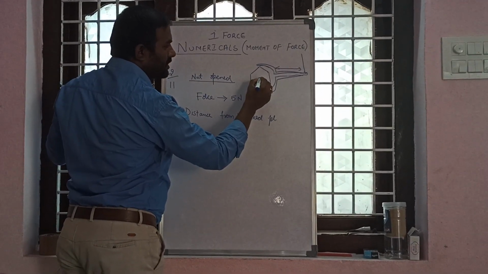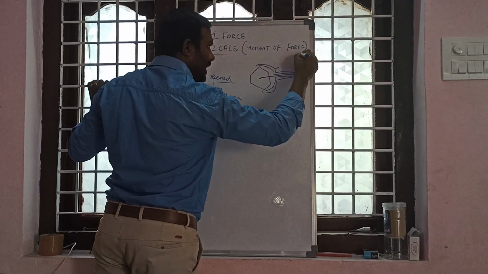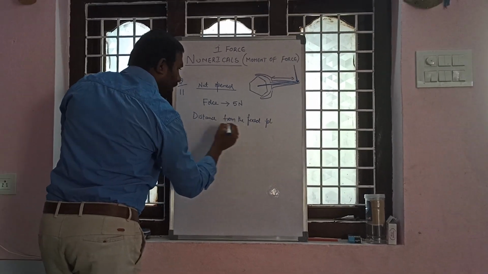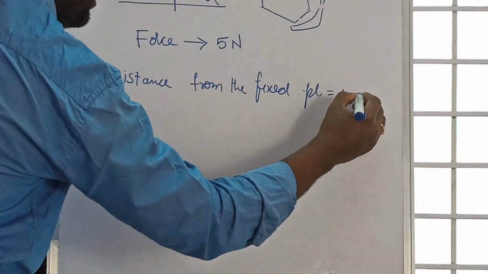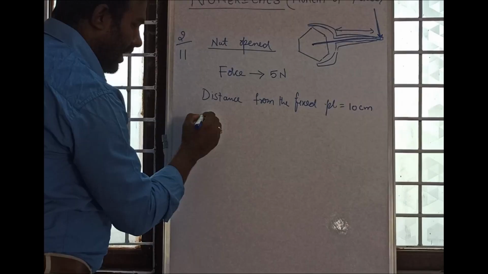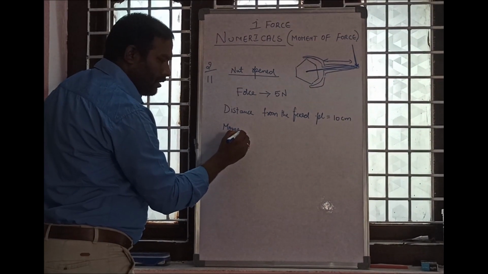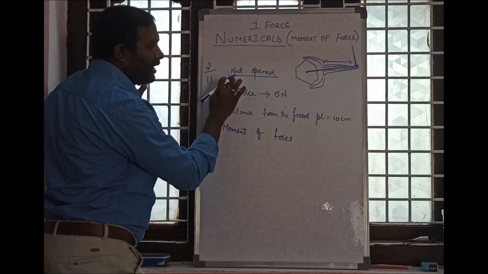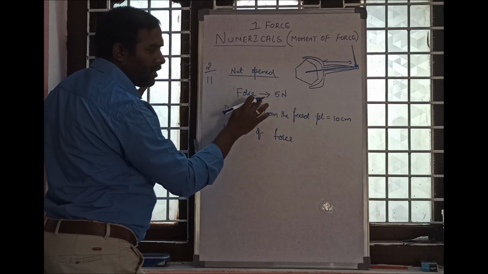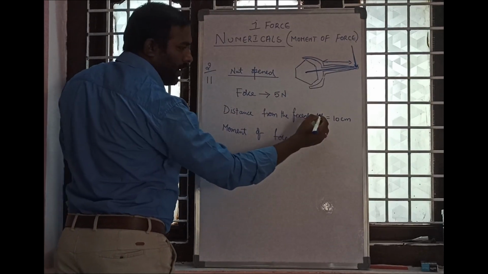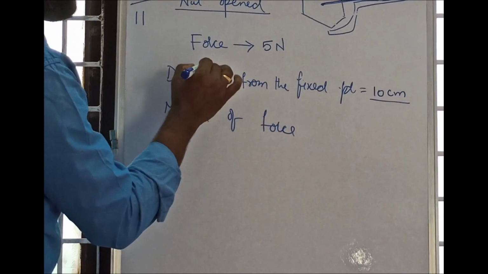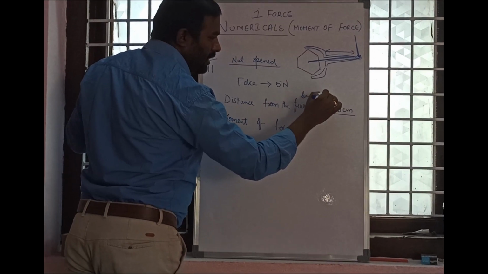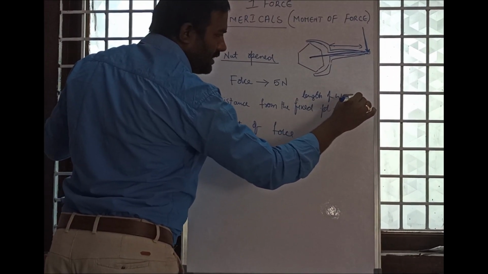This is the fixed point now. From the fixed point there is some distance and there is some force. So this distance is how much they have given: the distance from the fixed point is 10 centimeters. So we want to find the moment of force. In the second question they are asking, they have given a nut to open by using a force of 5 newtons at a distance from the fixed point, that is 10 centimeters, otherwise the wrench length. They will give the length of the wrench also, we can say the length of the wrench is 10 centimeters.